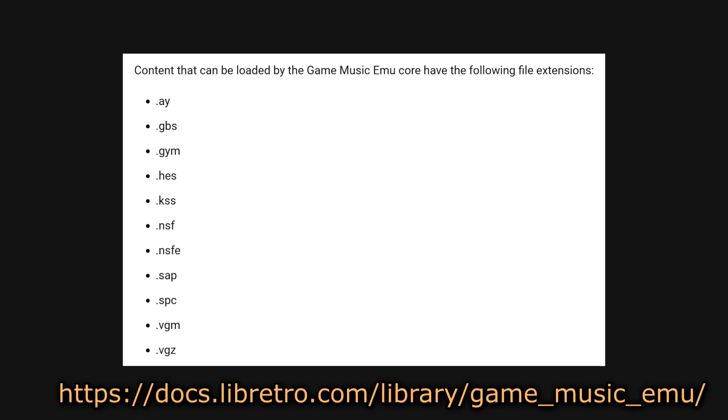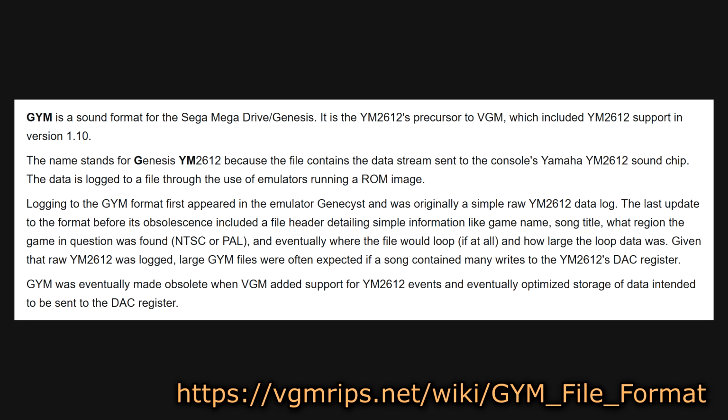If you take a look at the official GME documentation, we see that a lot of file types are supported. Each of them are for different systems, such as .gym files being an abbreviation for Genesis YM2612, which is a sound chip for the Sega Genesis/Mega Drive.